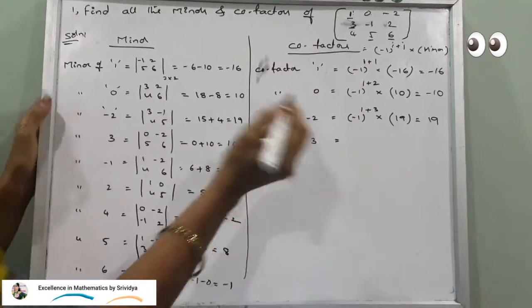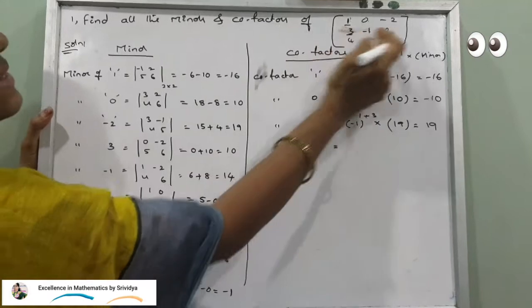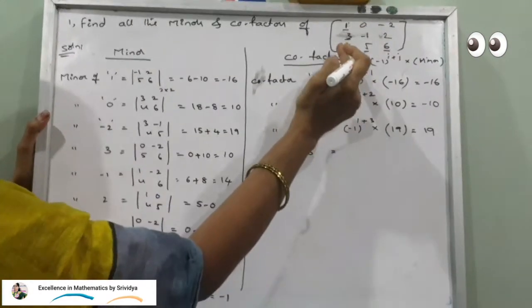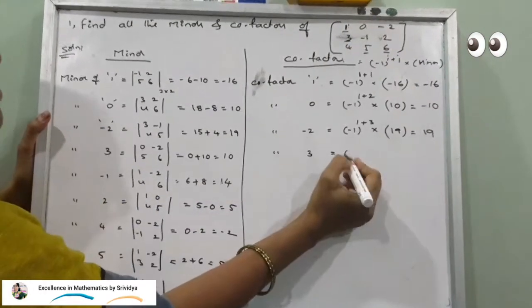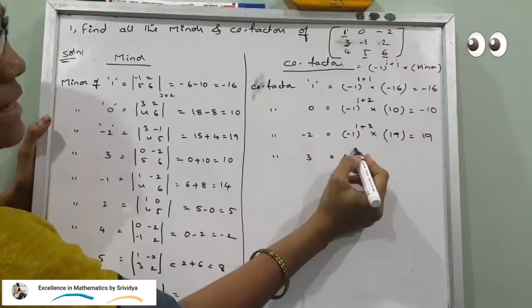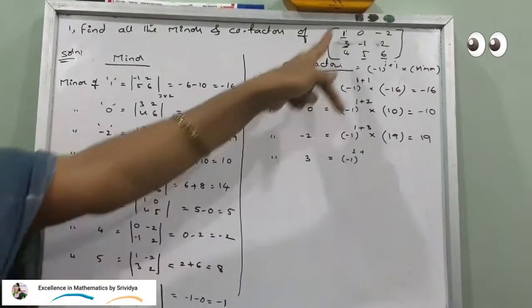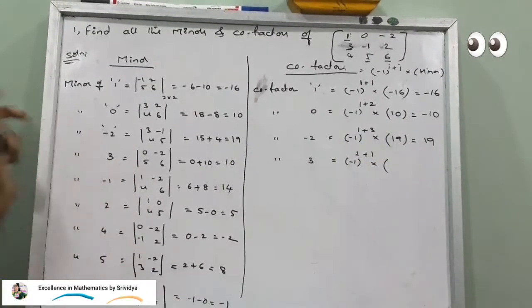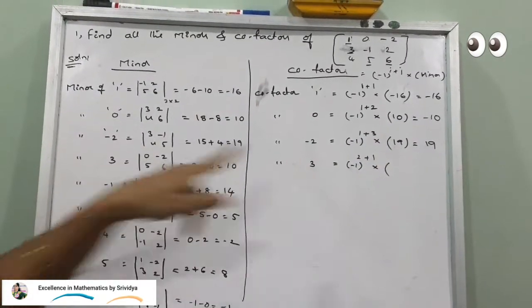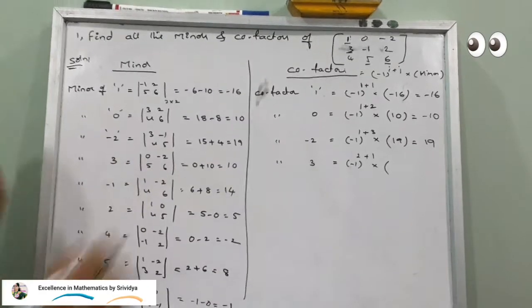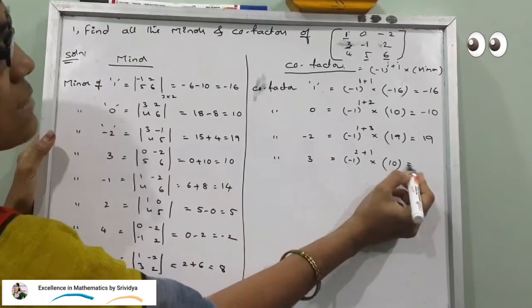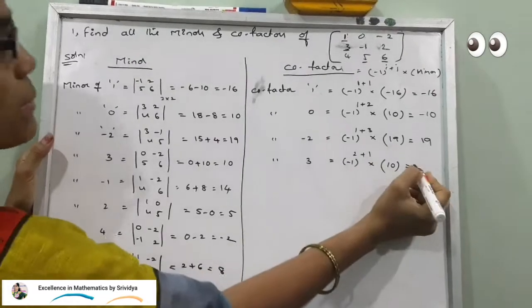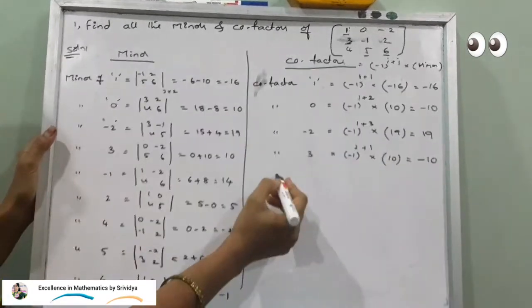From the second row, the cofactor of 3. Here 3 is in the second row, first column. That means i is equal to 2 and j is equal to 1, times the minor of 3, which is 10. The minor of 3 is 10, which is equal to minus 1 whole cube, which will be minus 10.